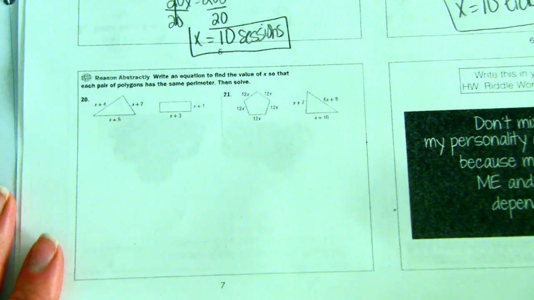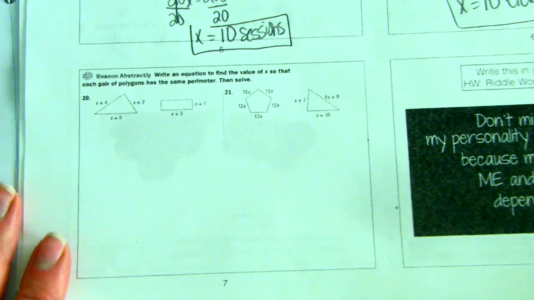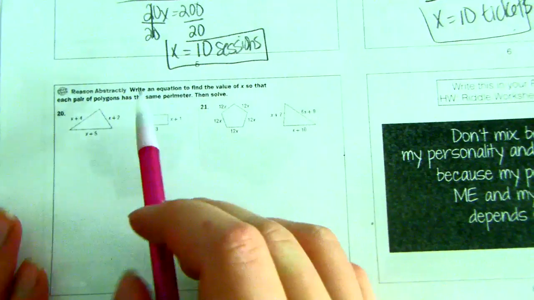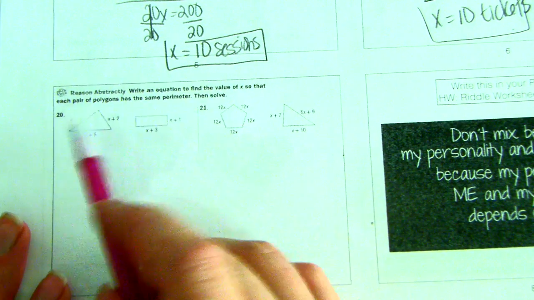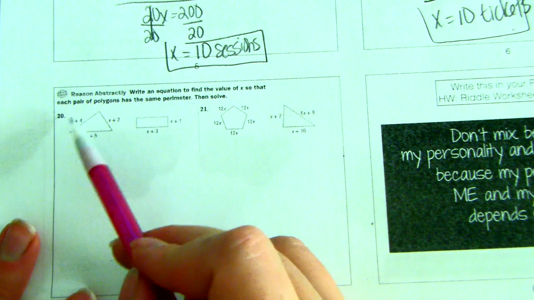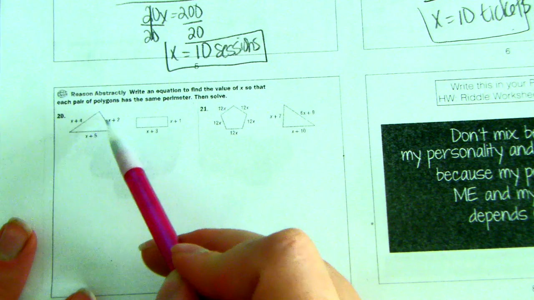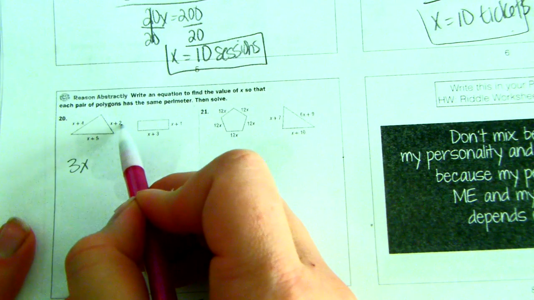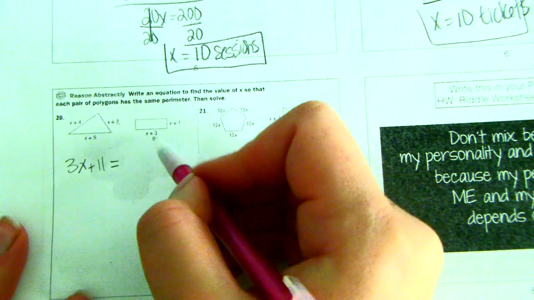We have some polygons here, and we're going to set up some equations along with those. It says, write an equation to find the value of x so that each pair of polygons has the same perimeter. Perimeter means we add up all the sides. So we need to add up all these sides. x plus x plus x, 3x. 4 plus 2 is 6, plus 5 more is 11. That has to equal this one's perimeter.